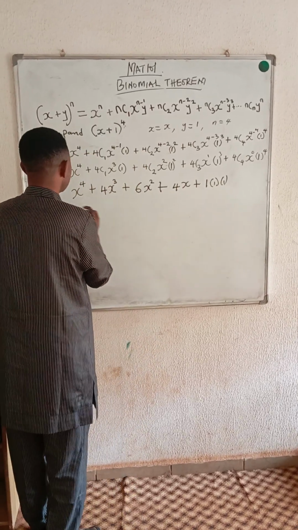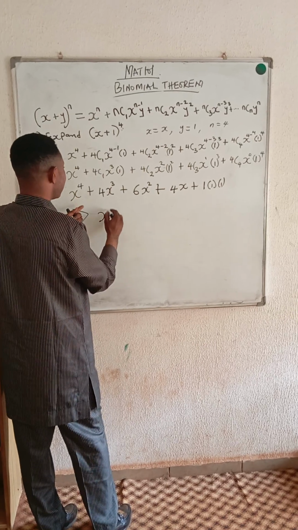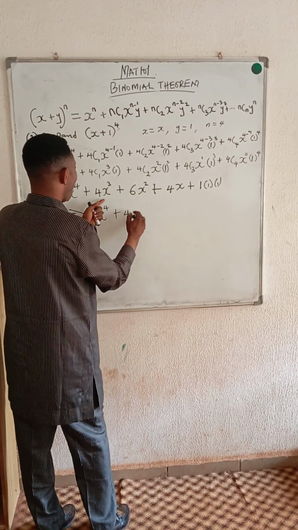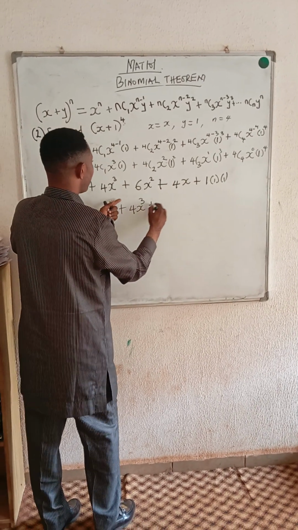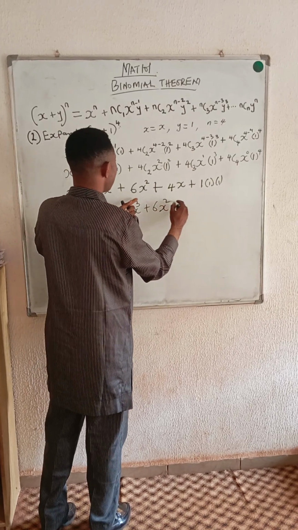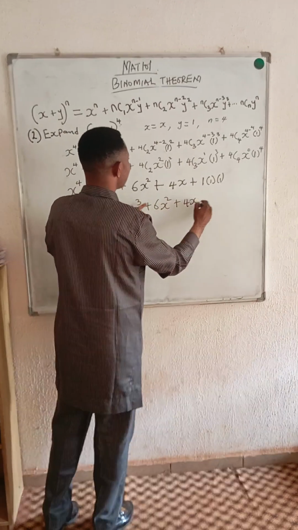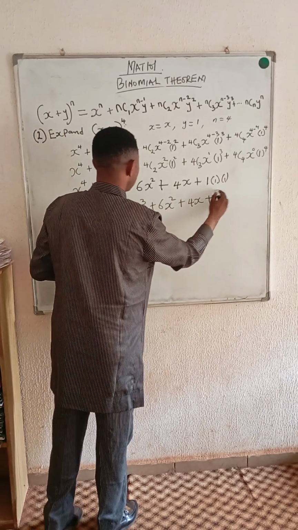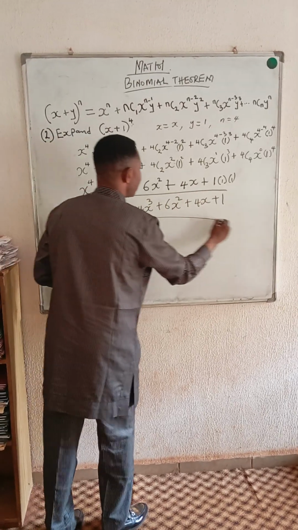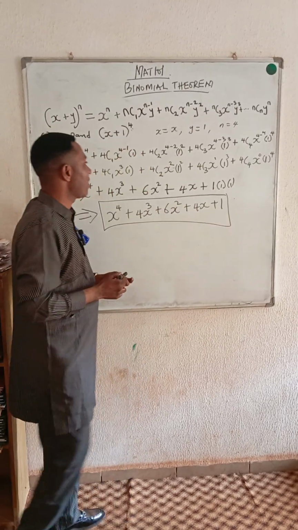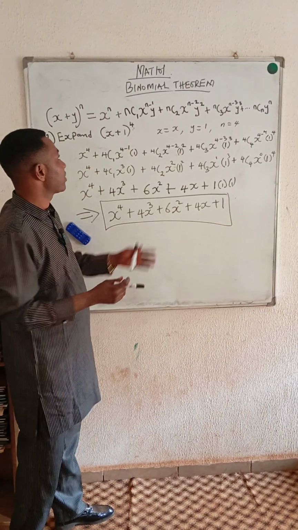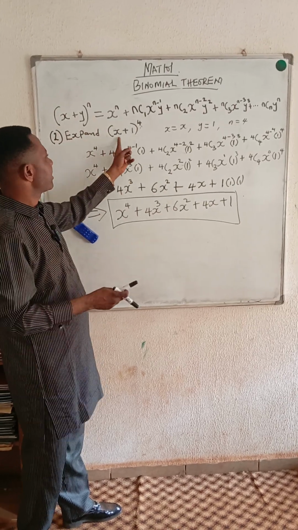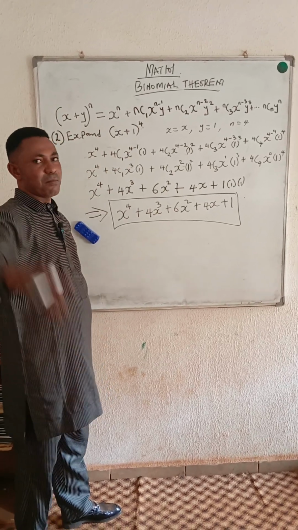So therefore the final answer is x power 4 plus 4x power 3 plus 6x squared plus 4x plus 1. This is the binomial expansion of x plus 1 power 4.